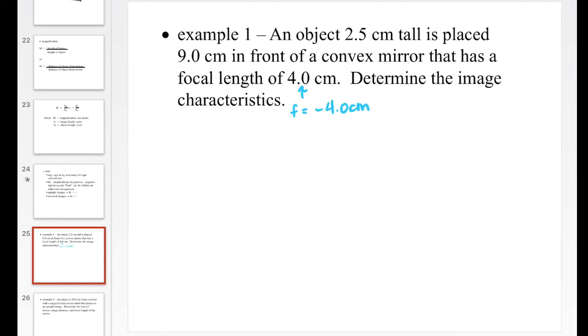Okay, so we're just given the height of the object, and here we're given the distance it's placed from the mirror. So I want to determine the image characteristics. So basically, what's the height of the image? What's the distance of the image from the mirror? So let's start with the image distance, because I think that's all we really can start with. And that's with this equation.